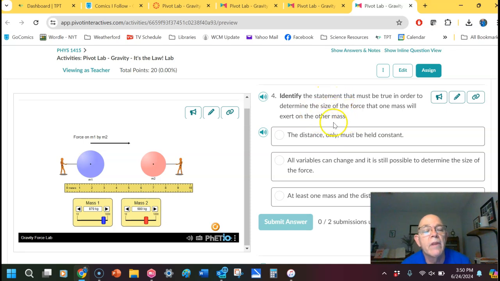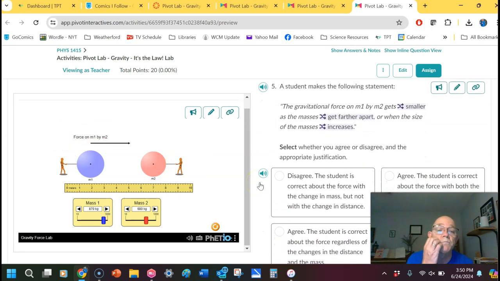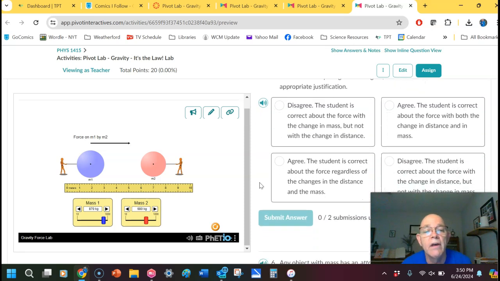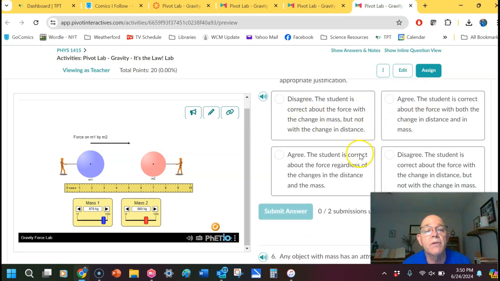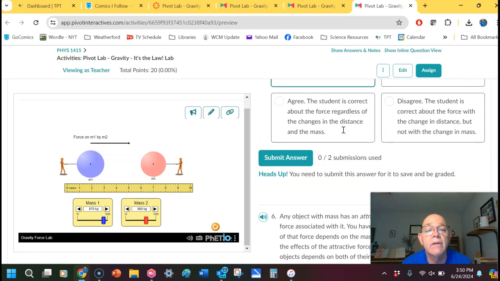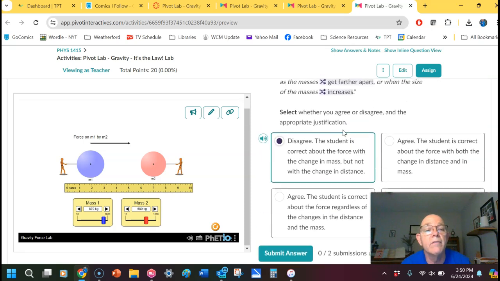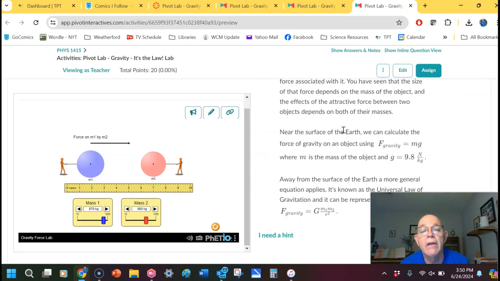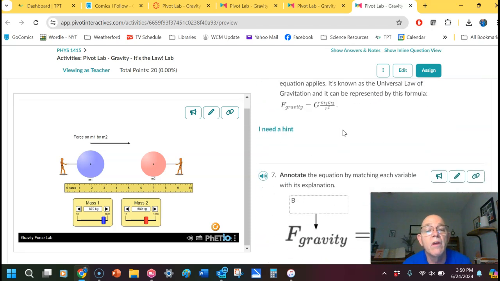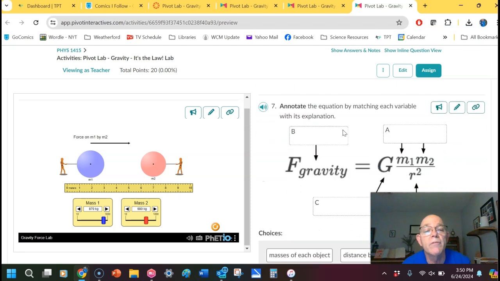This one, in order for us to determine, for example, the changes in mass, what can be changed, how many things can be changed at once, and how many things need to be stayed the same. It's kind of what it's asking there. Okay. And then it gives you a formula. Do you agree or disagree, and why? All right. And then we have some other things here.